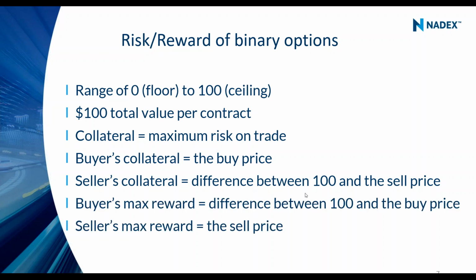So hopefully that made sense. Now, that was actually me walking through the reward side of it as well. If I pay 40, my potential reward is 100 minus what I paid for it. So if I'm buying it, if I pay 40, 100 minus 40, I could potentially make 60. And the person who sold it, he sold it at 40. That's the most they can make. But 100 minus 40, 60 is what they could potentially lose. That's the collateral they had to put up.